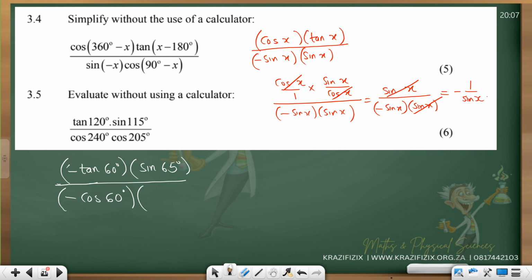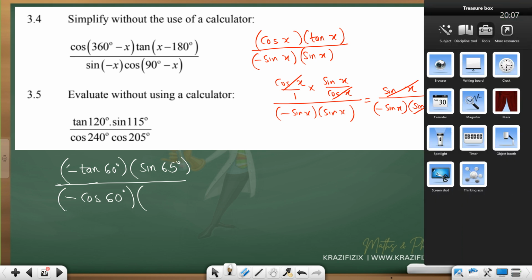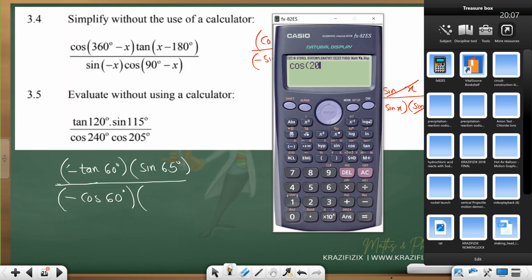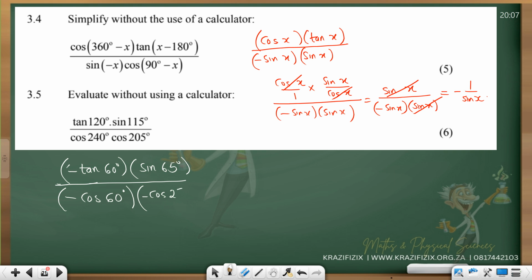Cos 205, what would you get? Remember, an angle bigger than 90 is not yet reduced. Cos 205 equals to that. Shift cos, answer 155 minus 180. Negative what? 25. All right, I only have two special angles. Tan 60 and cos 60. Do you notice 25 and 65? That will add up to what? 90 instantly.